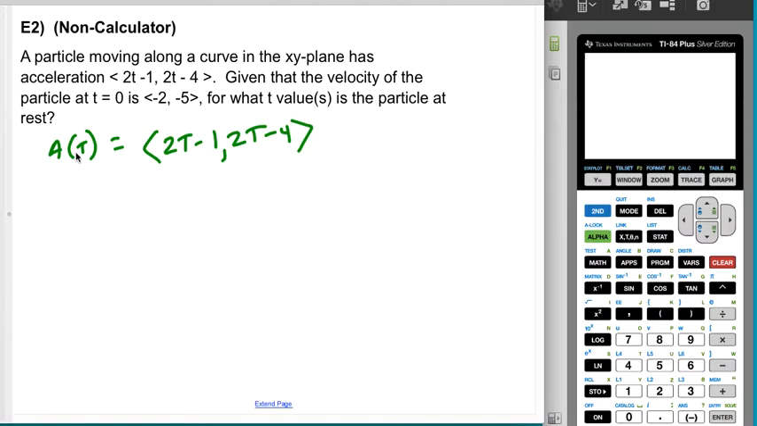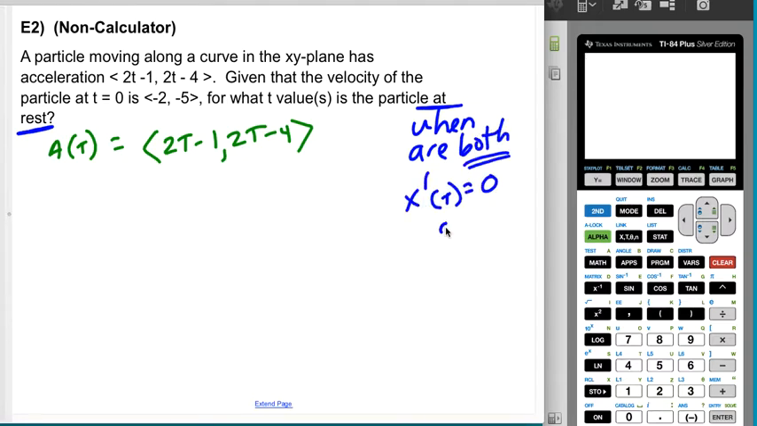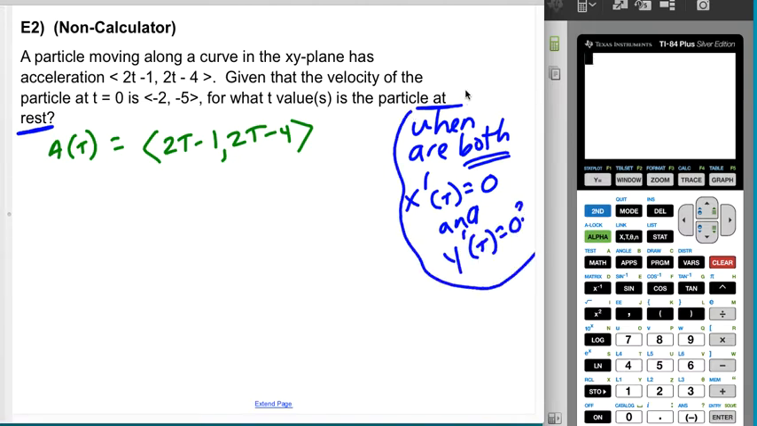So in order to find when the particle is at rest, our job is to sort of parse what's being asked. We're being asked when are both x prime of t equal to 0 and y prime of t equal to 0. That's what I'm being asked, right? That's what I need to find. That's the question I'm being asked to answer.